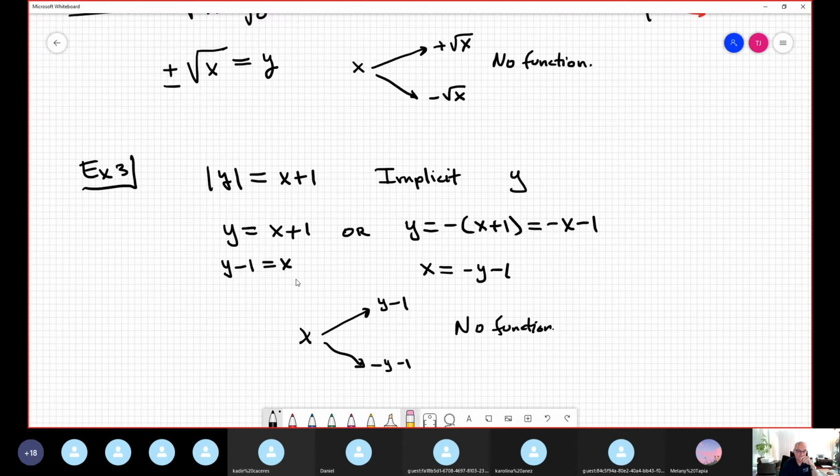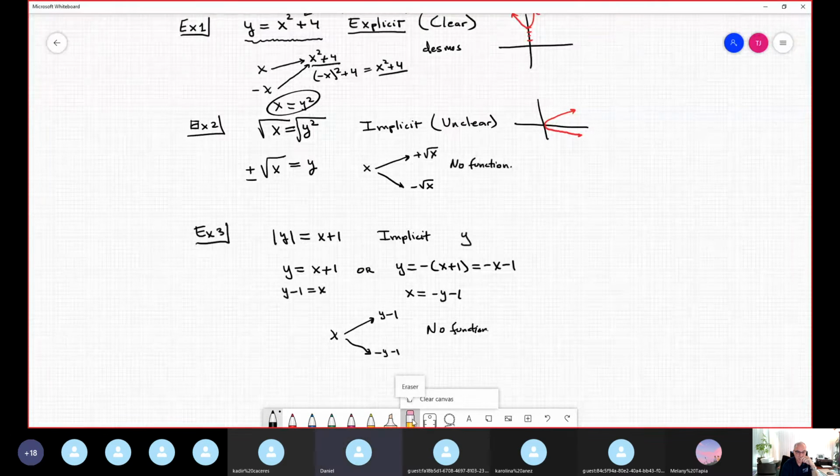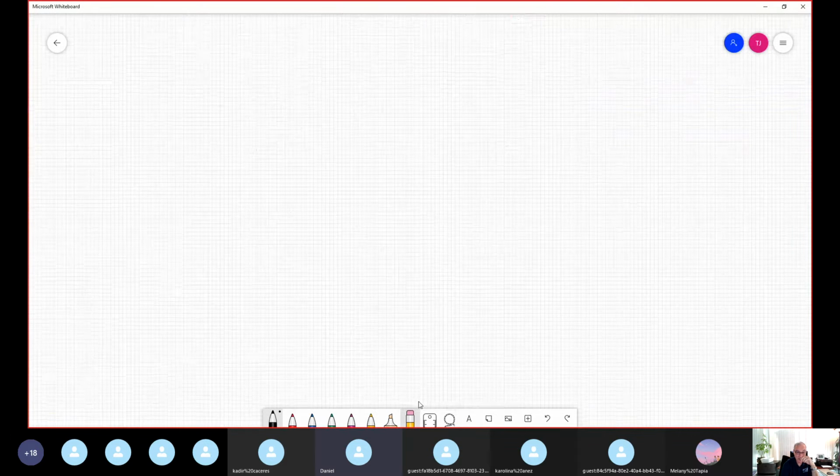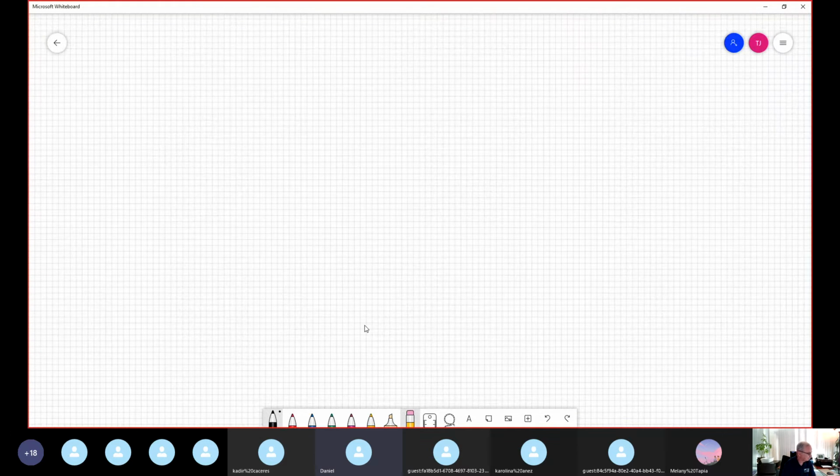Okay, so conclusion: if one equation is given and you need to investigate if it's a function or not, the first step that you should do is express it in explicit form. Explicit is clear. After that, the rest is easy.